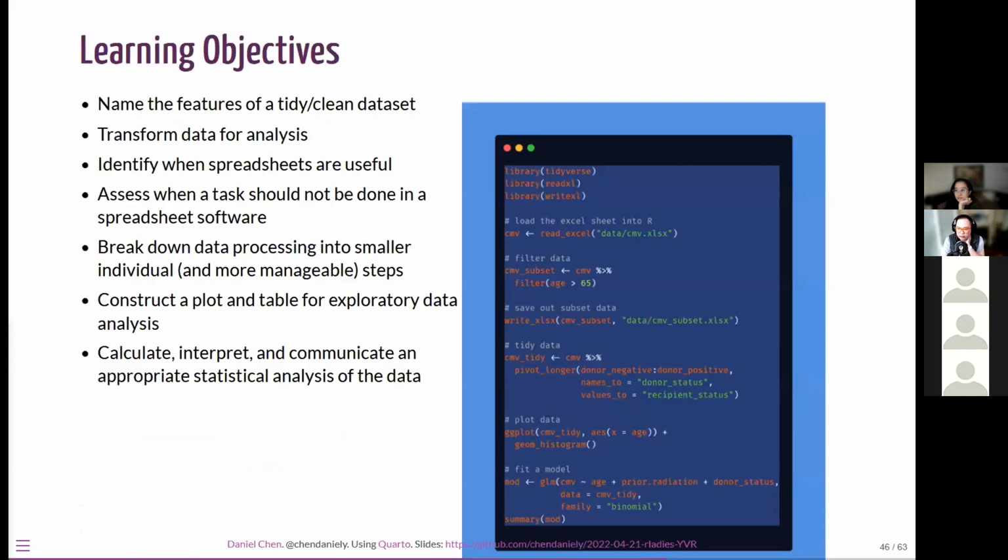Using those learning objectives from Bloom's taxonomy, you can have all of these objectives. I want you to be able to name features of a tidy and clean data set, transform data for analysis, identify, assess, break down, construct, calculate, interpret, communicate. Those are all the actual action verbs that, if I were to write a university class from scratch, I can write a test around.